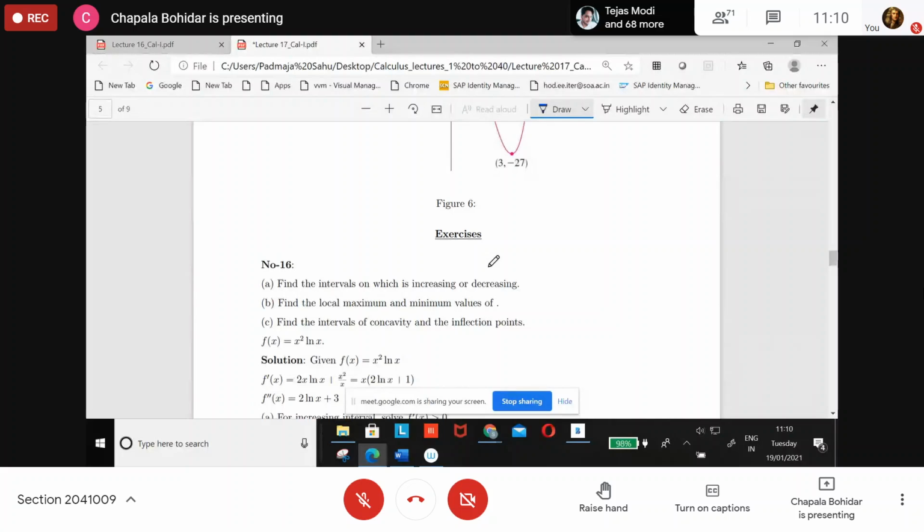Our question is f of x is equal to x square ln x. Try to do it yourself, then I'll discuss. First, try to find where it is increasing or decreasing. For this, you have to find the critical point first, and then we also need to find the local maximum and minimum value.